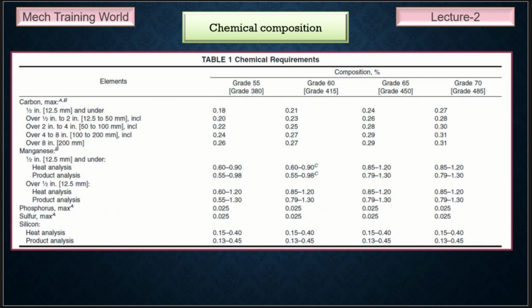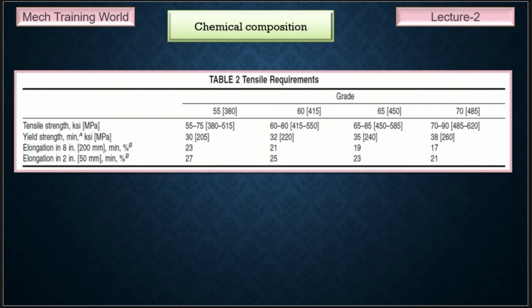And next one is chemical composition, guys. This is the chemical composition available for different grades and different thicknesses. It gives the carbon percentage for the different thicknesses and grades, and the manganese, phosphorus, sulfur, and silicon percentages. All these percentages are available for different grades, guys. And next one is tensile properties. For different grades, we have different tensile properties.